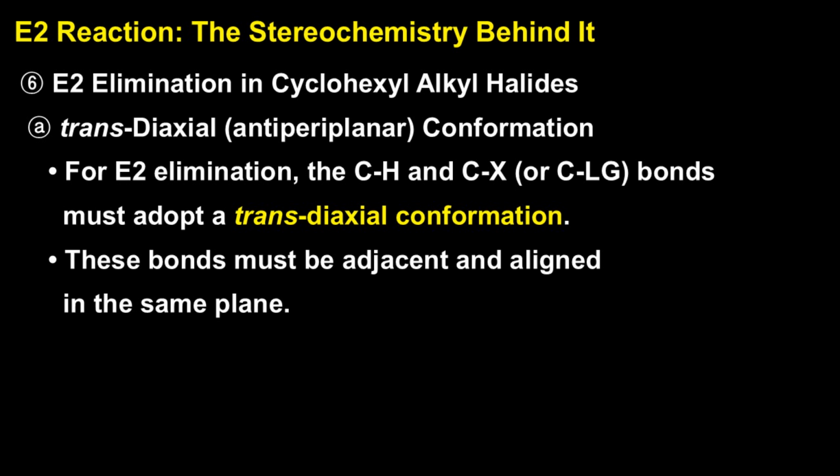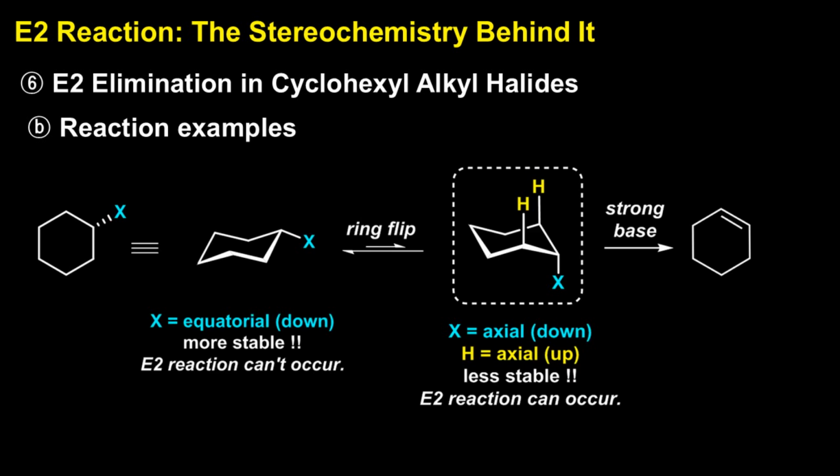If either one is in the equatorial position, the alignment just isn't right, and the reaction won't happen. That's why a ring flip is sometimes needed to bring both the beta hydrogen and the leaving group into their axial positions before elimination can take place. Let's look at an example.